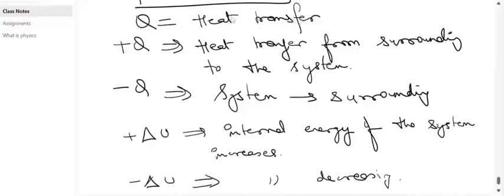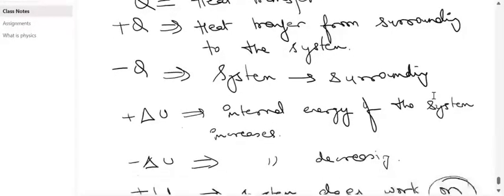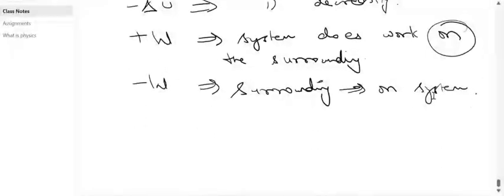And if the heat transfer is happening on the system, that is, heat is given to the system, then it will be plus. But if the system is giving the heat, it will be minus. So these are the sign conventions that you have to remember. Any doubts?